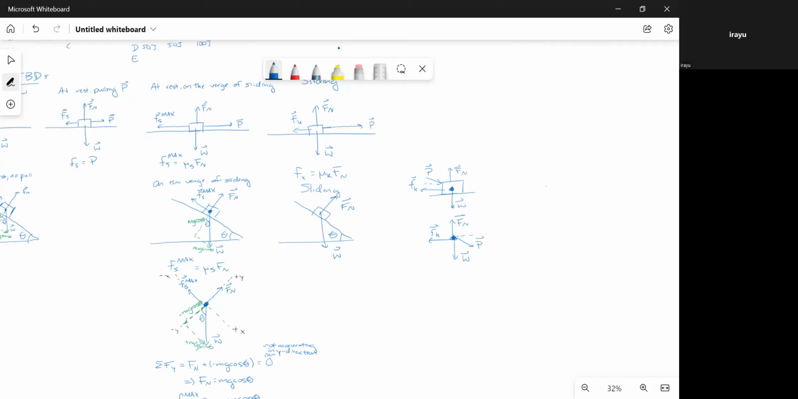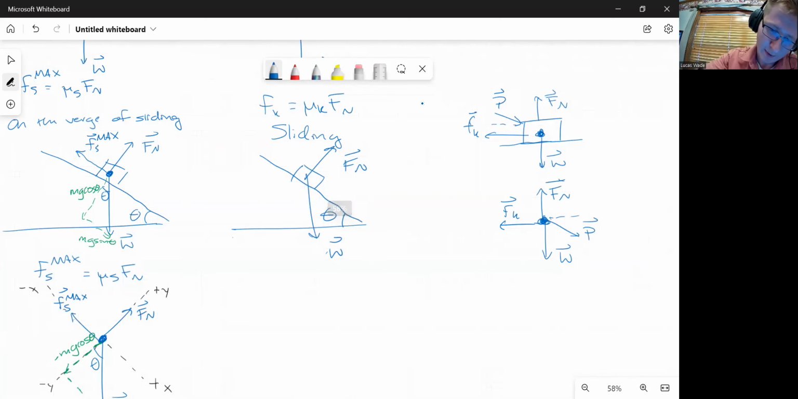It's parallel to the ramp, and it's kinetic friction. So parallel to the ramp, acting up the ramp, and it's kinetic friction. And there is nothing else pulling the block down the ramp. It's just that component of gravity.